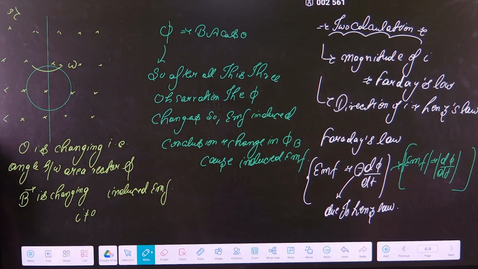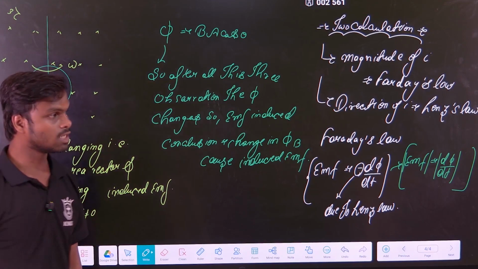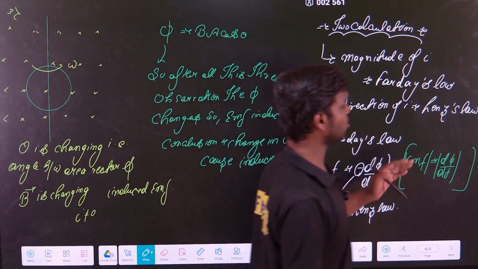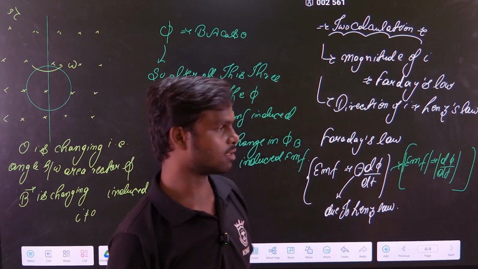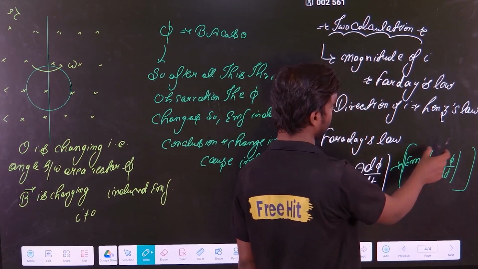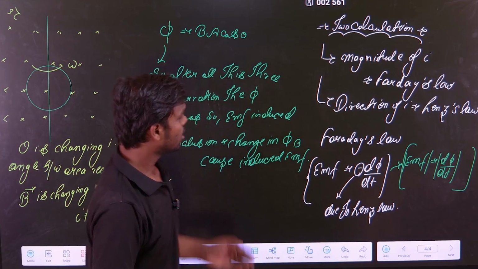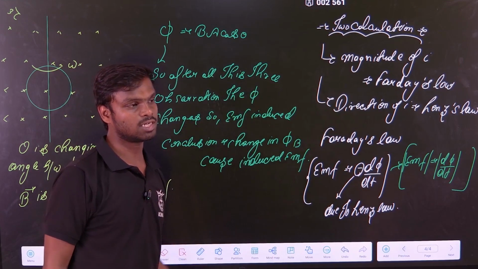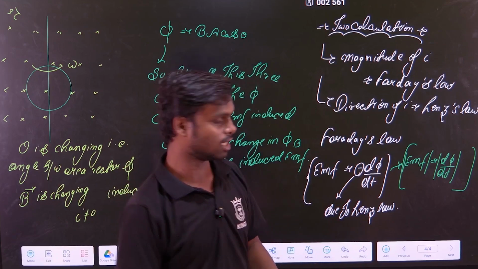Now we know about Faraday and his law, and suppose we calculate the magnitude of the EMF, because we know how to calculate the magnetic flux, correct? For calculating the EMF we just have to differentiate it with respect to time. Now the second question is how to calculate the direction. For that we have something called Lenz's law. Now what is Lenz's law? Let us see.